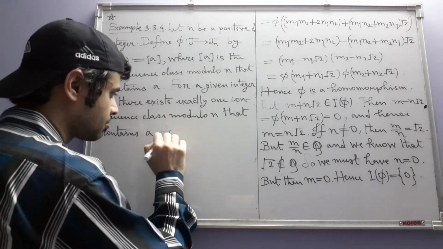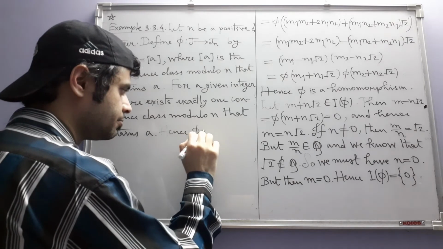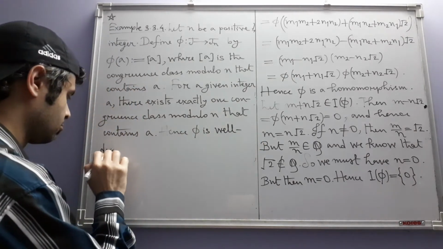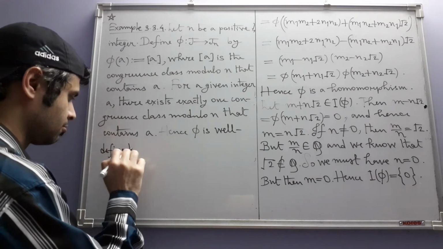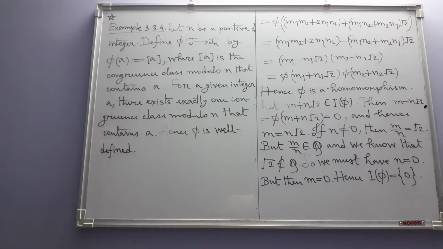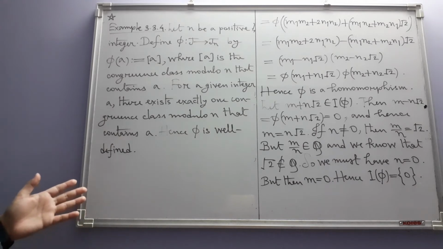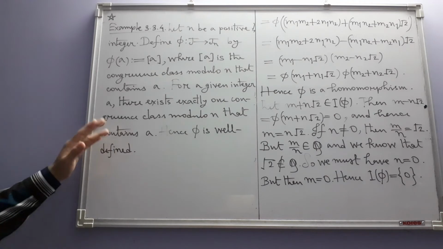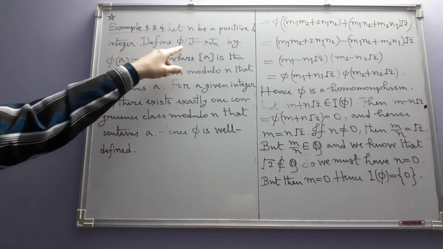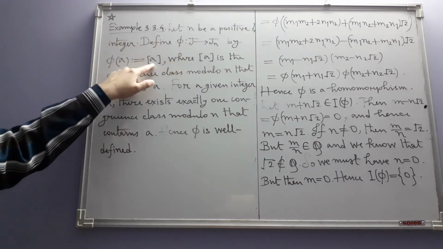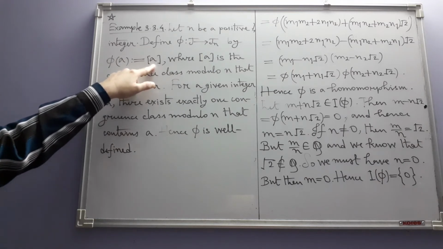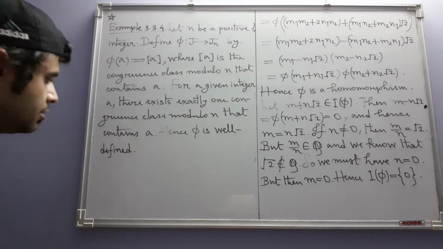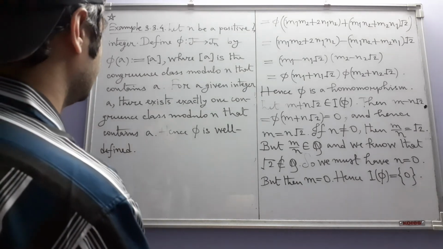Hence, phi is well defined. If you remember, we have already gone through the videos on functions, and what a function does to an element in the domain is that it maps it to a unique element in the range. So this uniqueness is very important, otherwise the function is not well defined. Okay, so this is well defined.